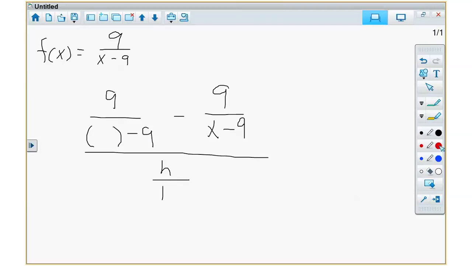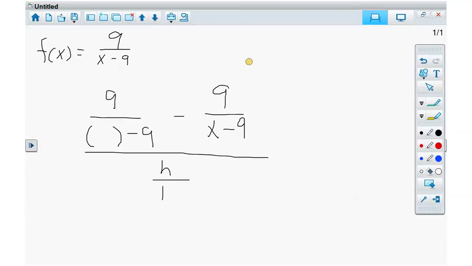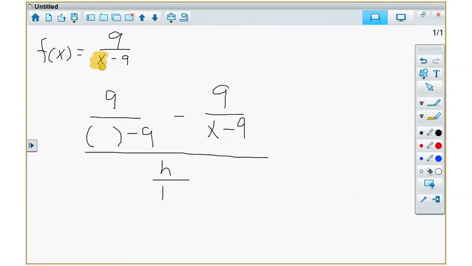And this right here is this right here. And in the difference quotient, we plug in what? X plus h. Okay, so that's what your difference quotient should look like. This right here is f of x plus h. This is f of x, and this is h.